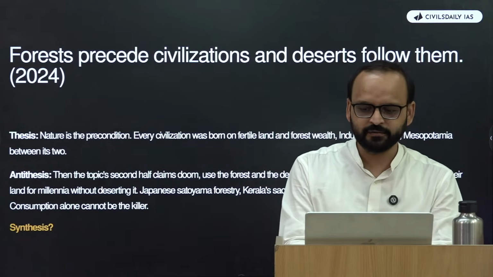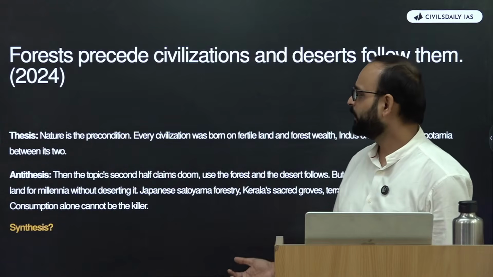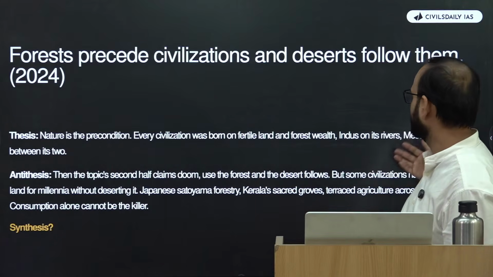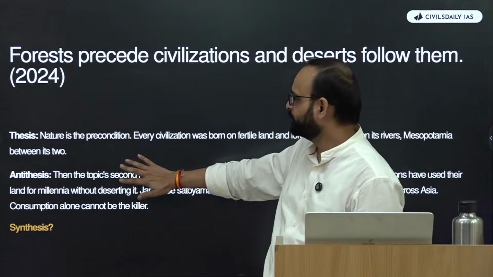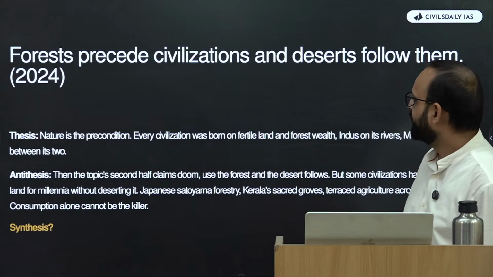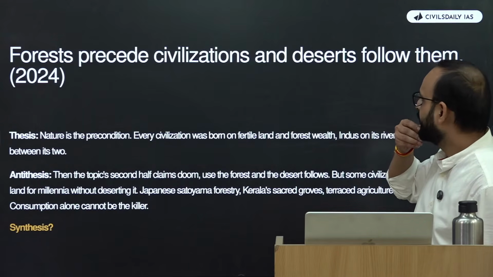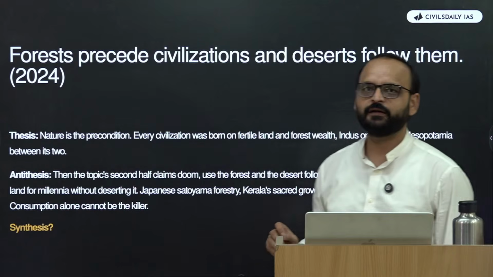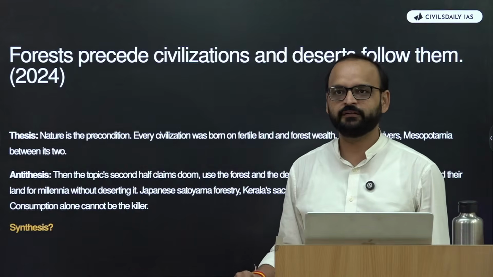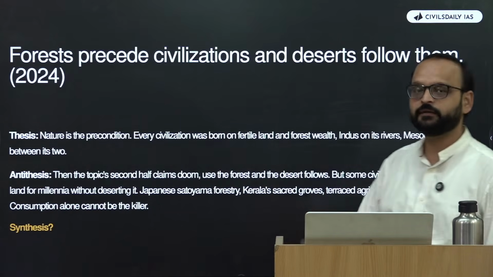Besides greed, what else is there? What's the thesis? This is bound to happen: nature is a precondition, every civilization was born on fertile land and forest wealth, Indus on the river and so on. Okay, this is too true. Antithesis: you are assuming that as I consume the natural resources to grow, it is by default almost a teleological truism that this thing will get screwed and eventually the civilization will collapse, and so the deserts will follow.